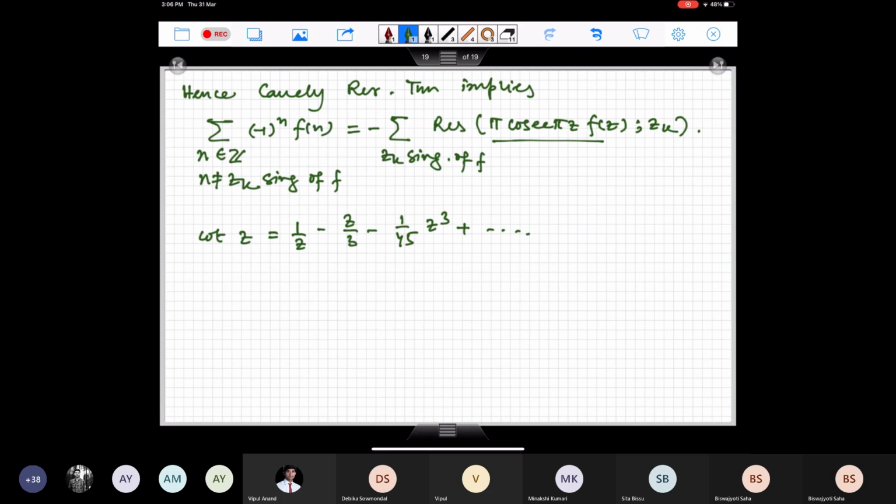And need both. So just see. Yeah, I think this is z cube. Let me also write down a few more terms. I think minus 2 by 945 z power 5 and so on and so forth. Okay, so this is, I think, for cotangent, and I do not remember for cosecant what it is.